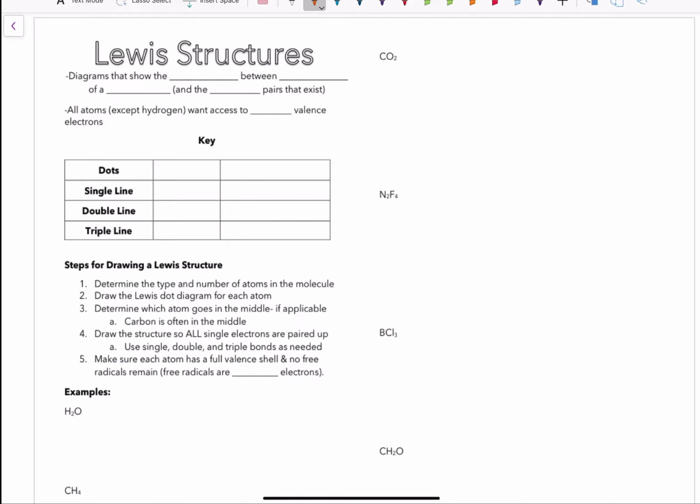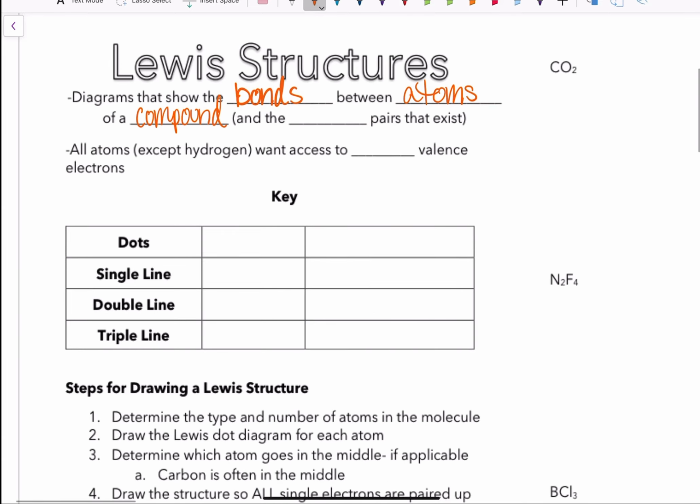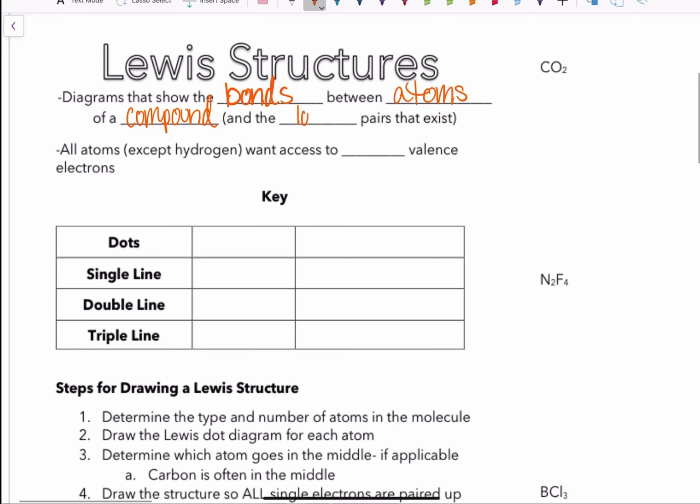Up first, let's talk about what a Lewis structure is. A Lewis structure is a diagram that shows the bonds between atoms of a compound. And so we're looking at those bonds between the atoms within a compound, but not only are those bonds important to us, but also the lone pairs that exist.